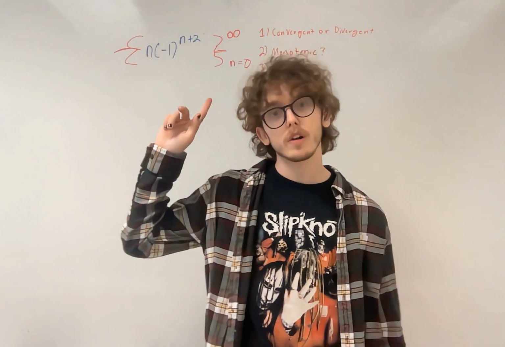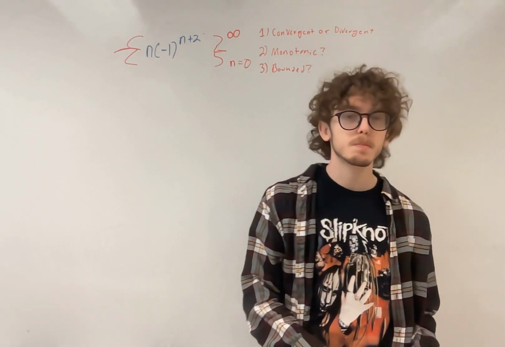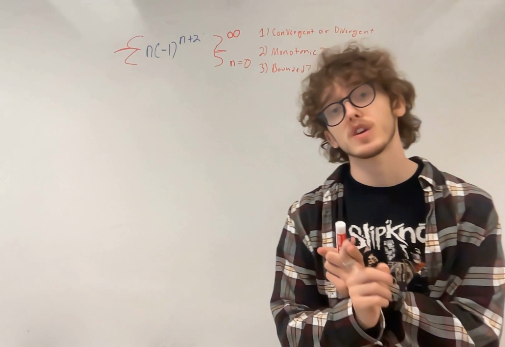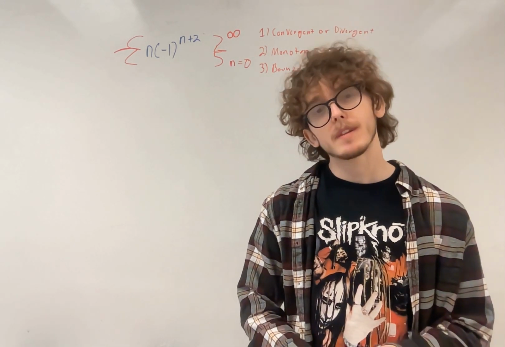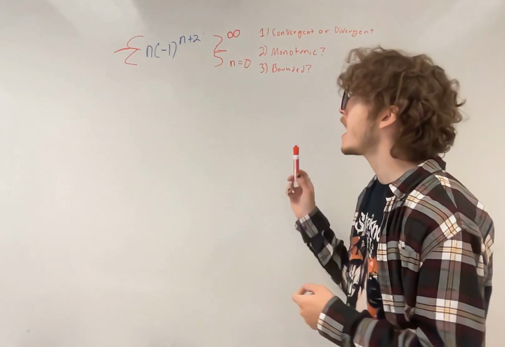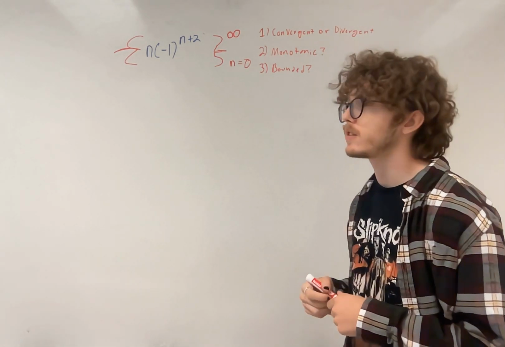Hello, we are going to look at this nice little sequence problem here, and we are asked, is it convergent or divergent? Does it have monotonic character to it? And is it bounded? So let's go through that now. It is n times (-1)^(n+2).